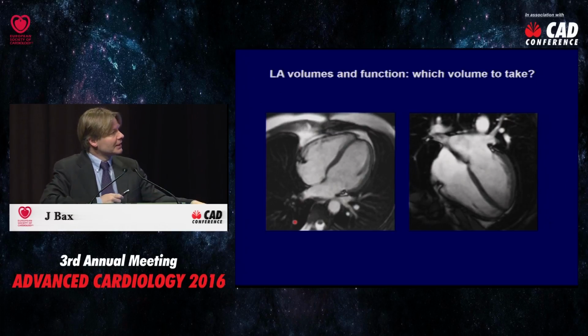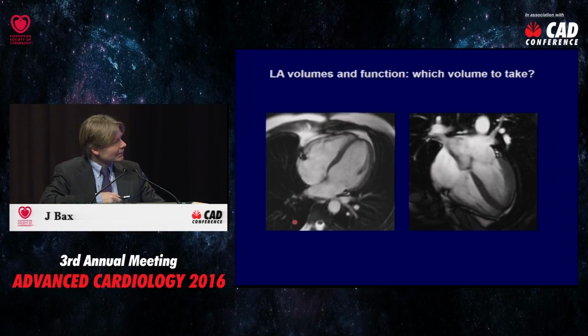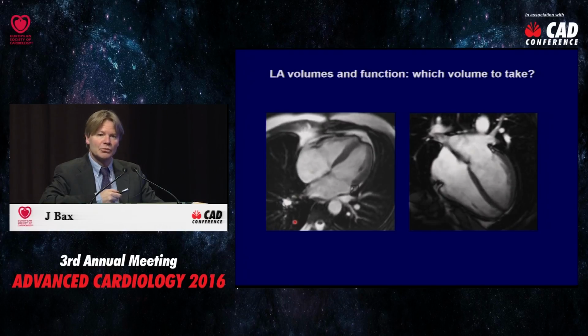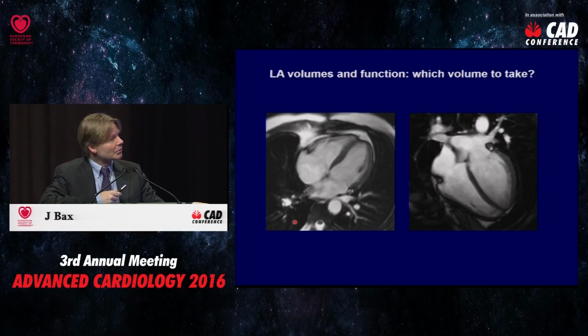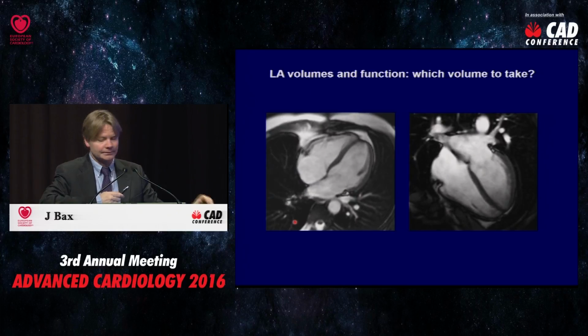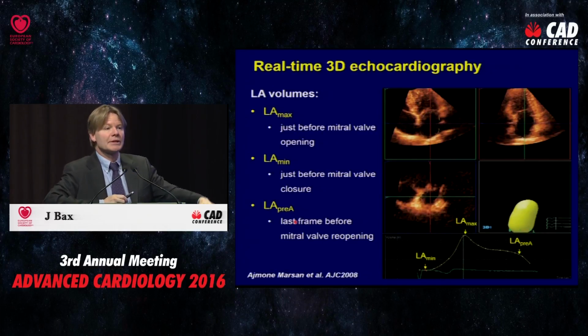You see that even better here when you look at this MRI. Here you see that the LA volume really changes over time. So when is the moment that we take the volume to say, oh, this one is normal and that one is abnormal? When do we do that? There is no good answer for that.